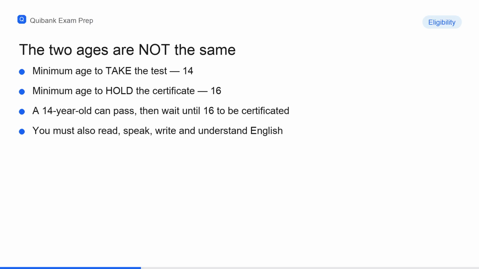Now here is a genuinely odd one that almost nobody mentions. The minimum age to take the test is 14, but the minimum age to actually hold a remote pilot certificate is 16. Those are two different numbers, straight from the FAA's own testing matrix and from Part 107 itself. So a 14-year-old can sit and pass the knowledge test, and then wait until 16 to be certificated. You also have to be able to read, speak, write, and understand English.